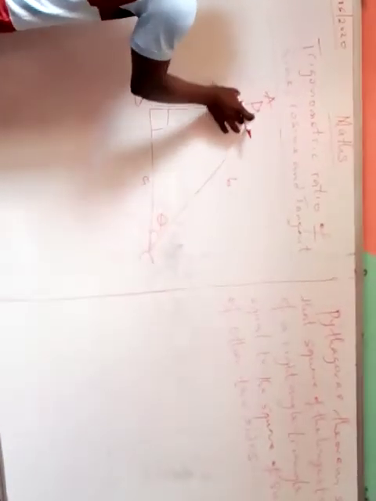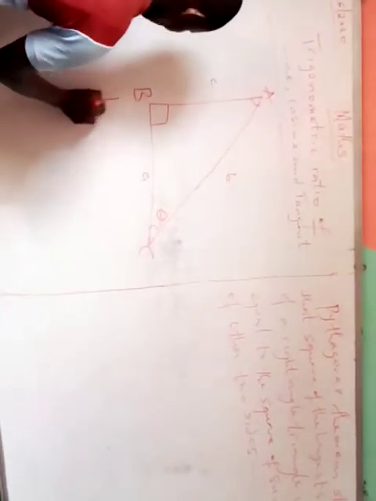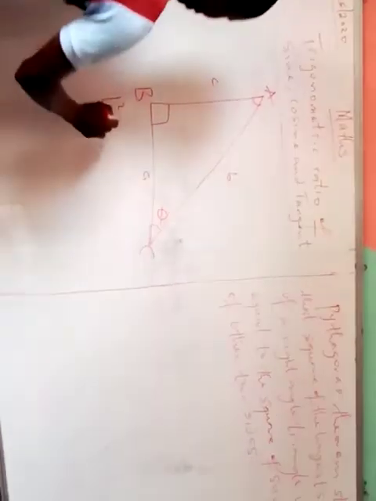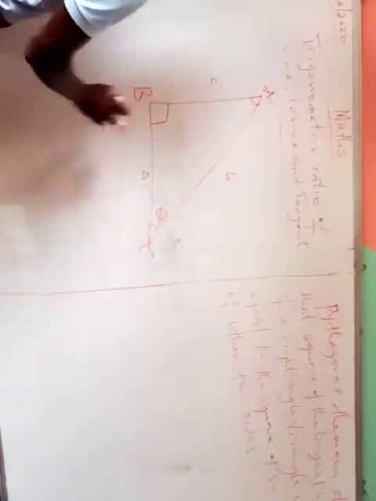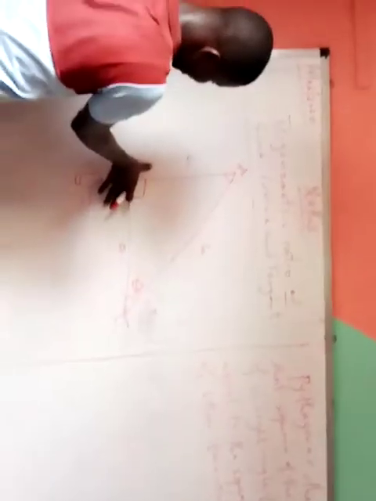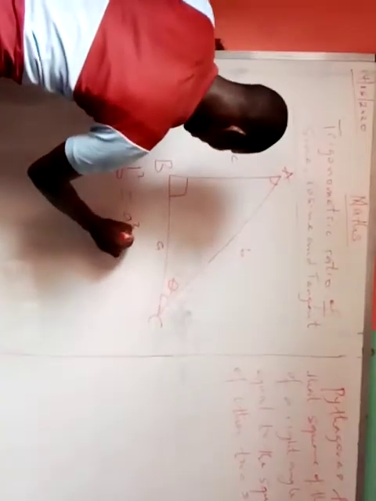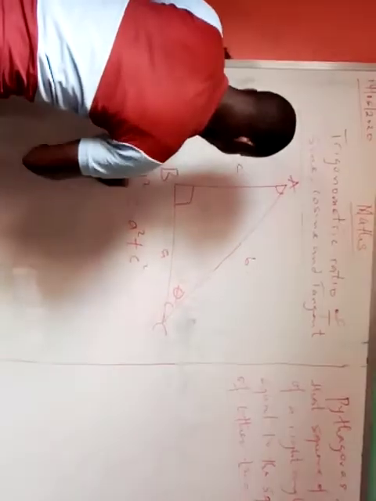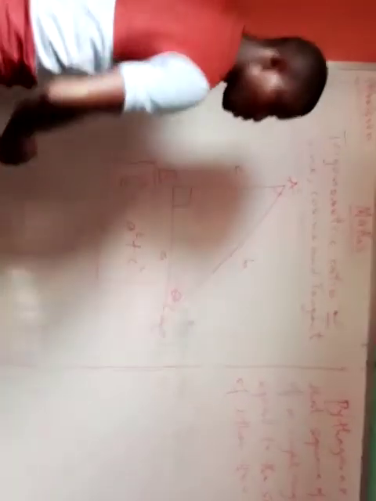If the side here is longer than this, it means that B square is equal to the sum of the squares of the other sides. So we have A square plus what? Plus C square. This is what we call Pythagoras theorem. You can have it this way. You can also have it in another form.